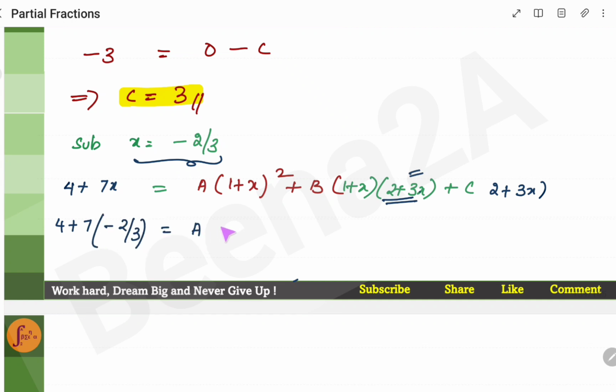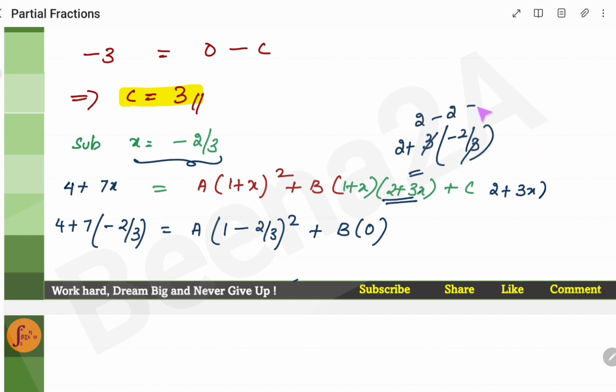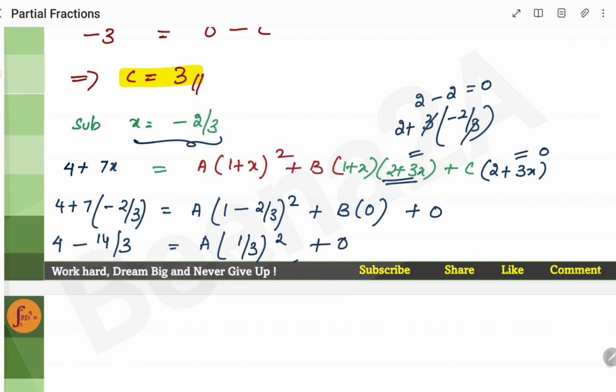This is equal to a into 1 minus 2 by 3 the whole square. This will become 0 because 2 plus 3 into x is minus 2 by 3. 3 and 3 will get cancelled, so I will be left with 2 minus 2, which is 0. It will become 0. Similarly here also, this will become 0. So I'll get 1 minus 2 by 3, which is 1 by 3 the whole square plus 0, and this will be 4 minus 14 by 3.